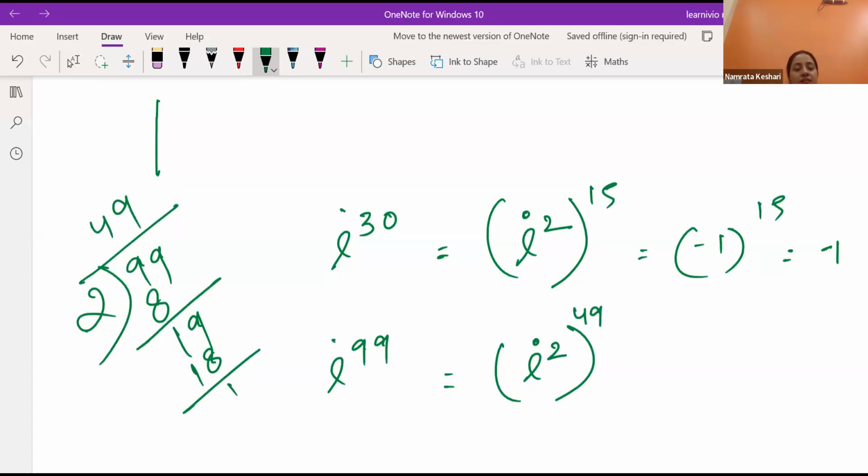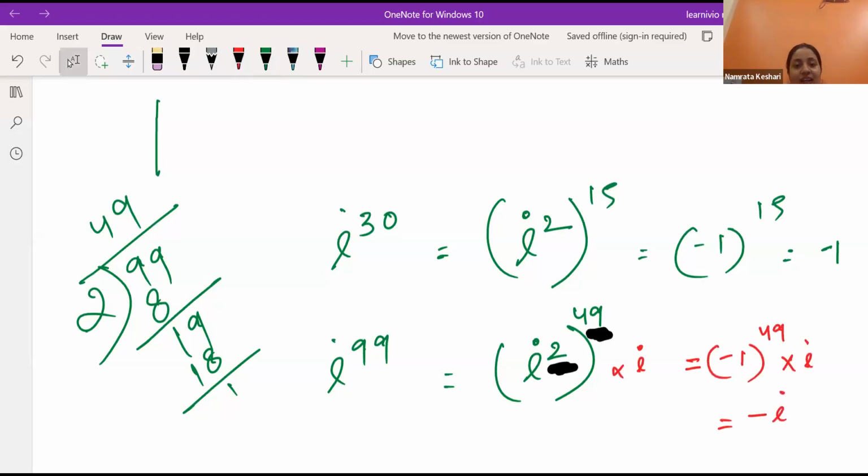49. 49 into 2. 49 into 2 is what? Now focus over here. 49 into 2 is 98. One extra i is required, right? So into i. So -1 to the power 49 into i. That means the result will be minus i. Perfect. Are you getting it?